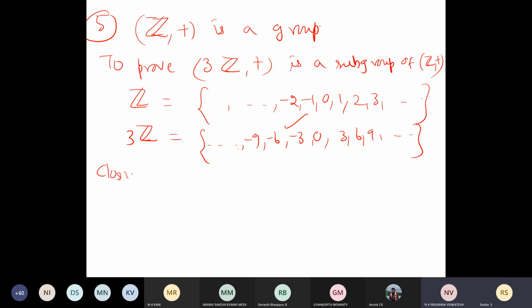So, closure. How do the elements of 3Z look like here? Shall I take something like this? Let some 3m comma 3n belong to 3Z, where m comma n are from Z. Is this point clear? Yes, ma'am.